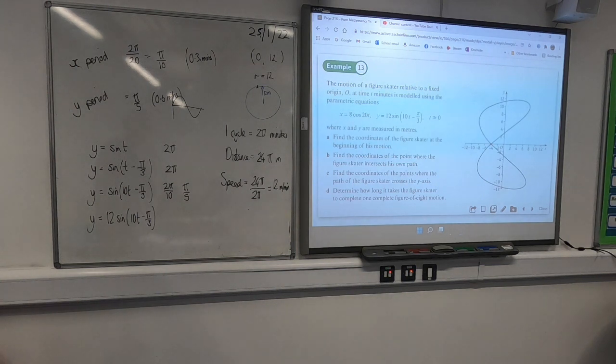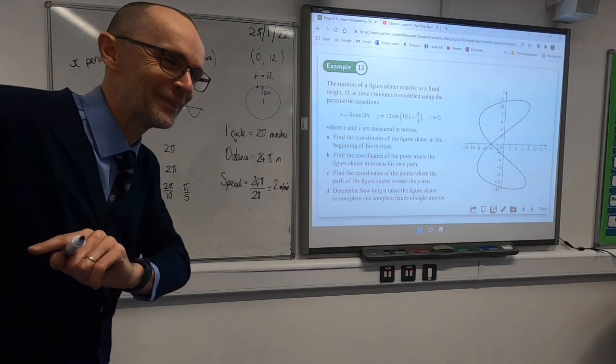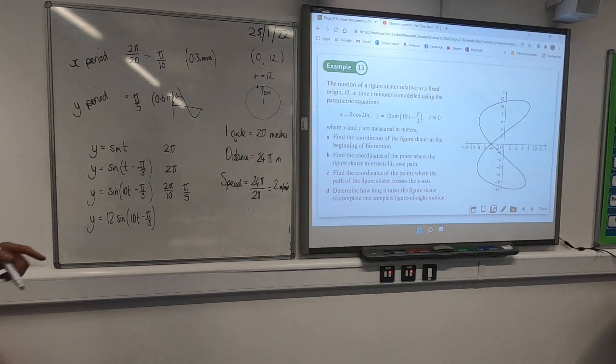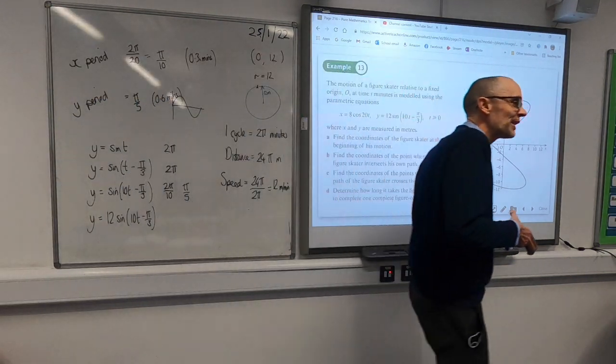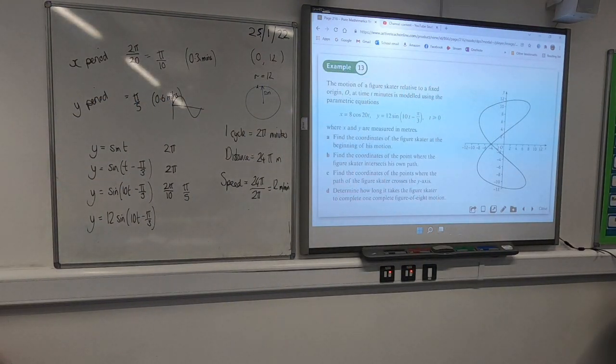The smaller one. Isabel's saying the smaller one. Does anyone want to agree or disagree with this? The bigger one. No, I changed my answer. It is the bigger one. It's the y one. Now, can anyone explain why it's not the x period?